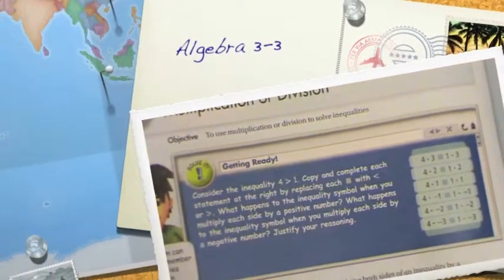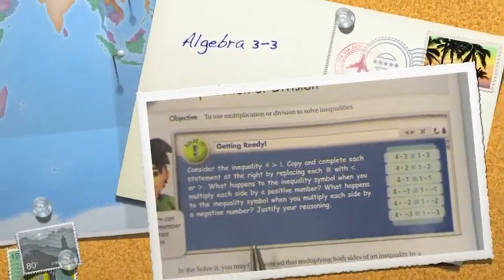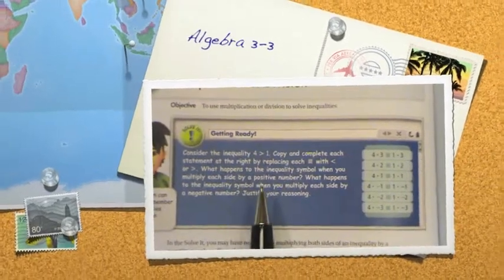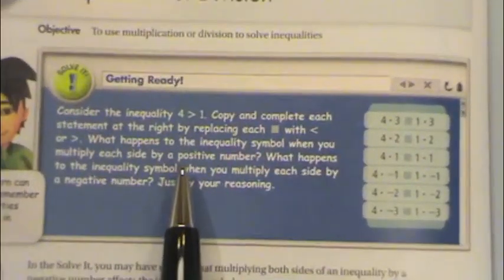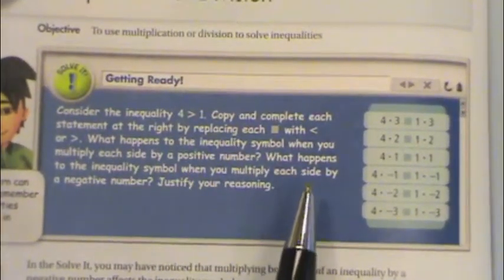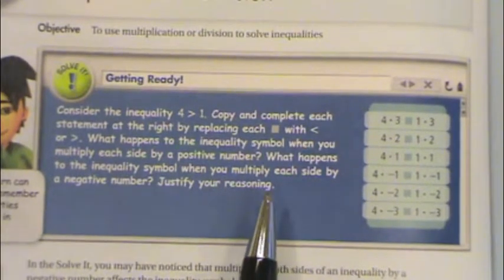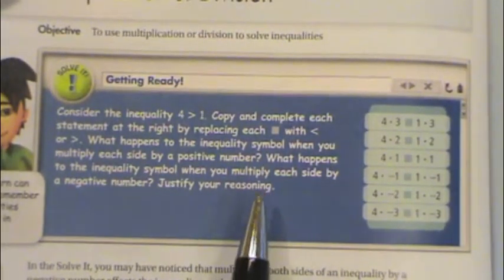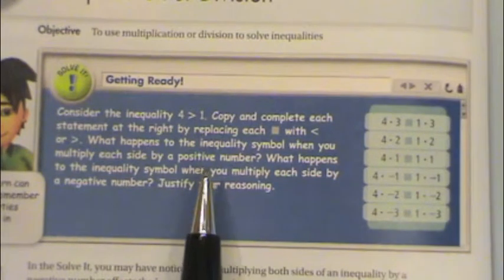So for lesson 3.3, I'm on page 178, and I usually skip this first thing at the beginning of each section, but this one is particularly helpful, so I want you to take a look at it because there's a little trick that you need to know when we are multiplying or dividing to solve an inequality.